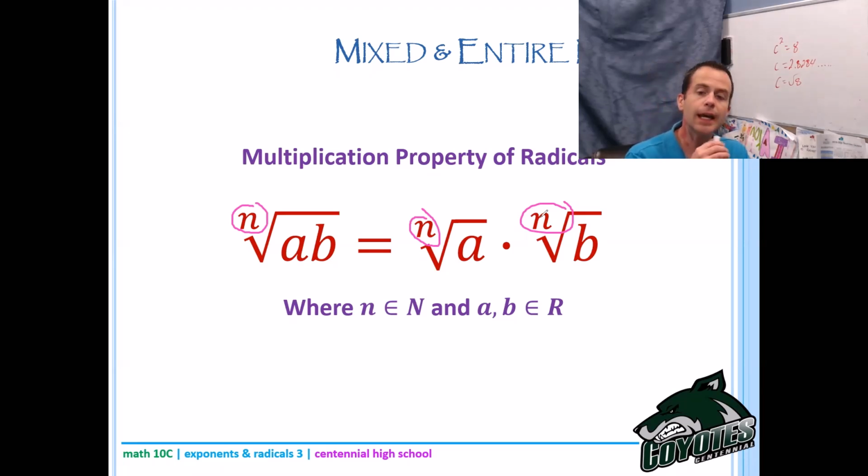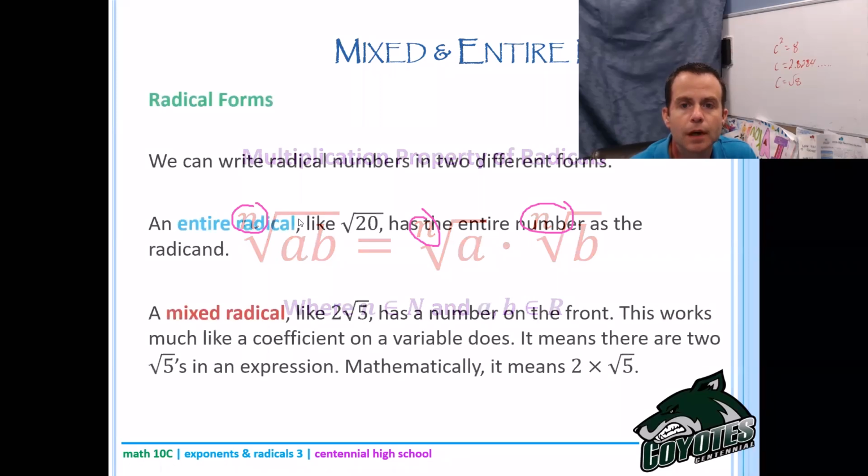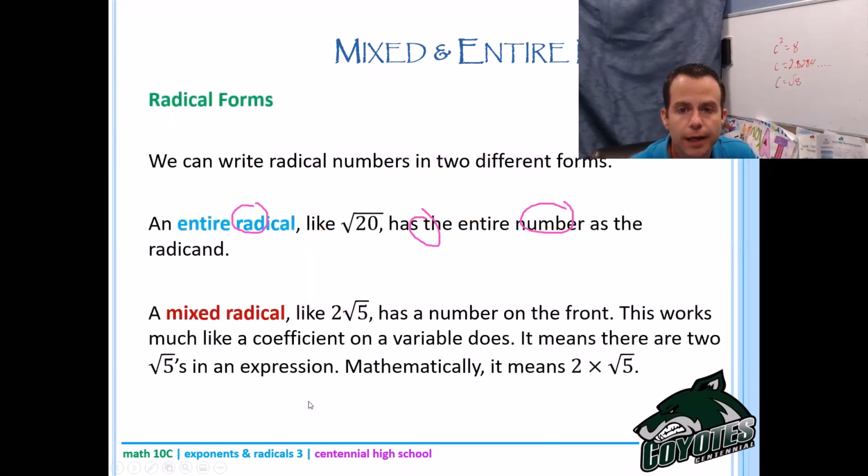Okay, and down below there, you'll be starting to get comfortable with that sort of wording. It says n has to be a member of the integer family, and a and b have to be real numbers. Okay, all right, so let me clear that ink for you.